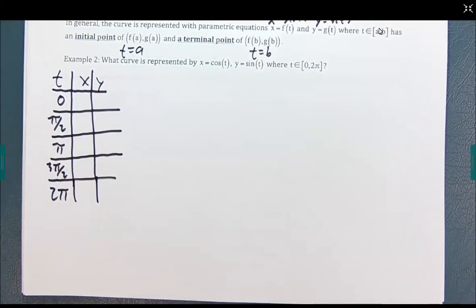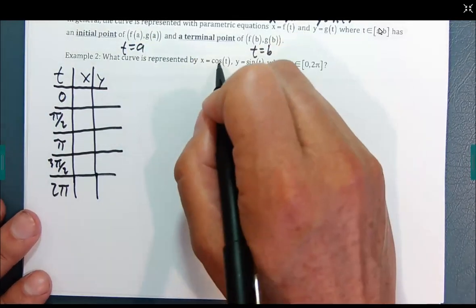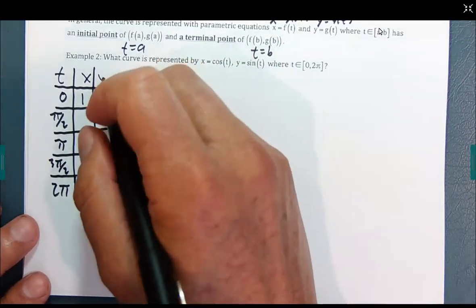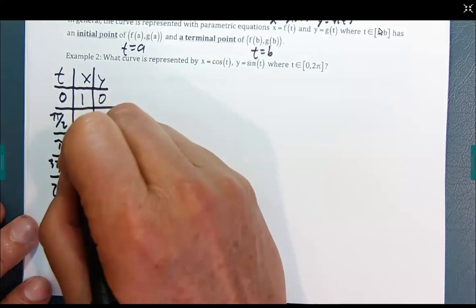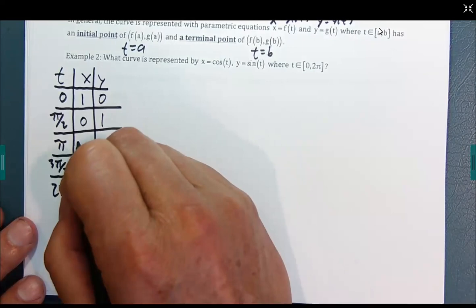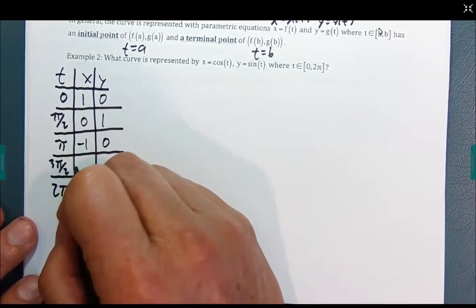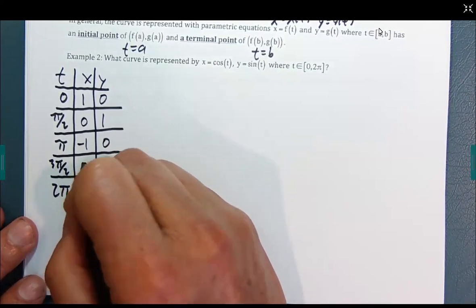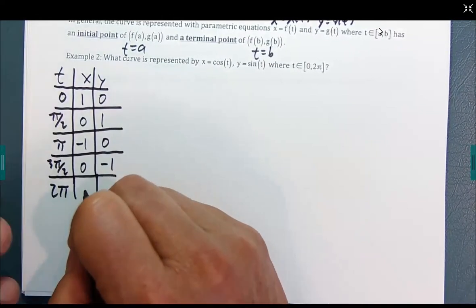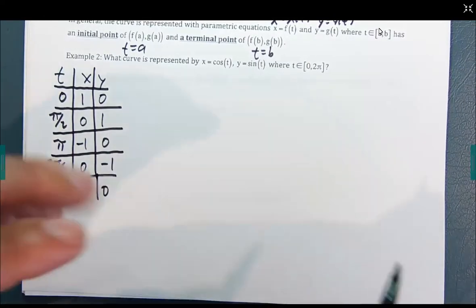And as we plug t into here and here, you can see we end up with cosine of 0 is 1, sine of 0 is 0. Cosine of pi over 2 is 0. Sine of pi over 2 is 1. Cosine of pi is -1. Sine of pi is 0. Cosine of 3 pi over 2 is 0. Sine of 3 pi over 2 is -1. And 2 pi is the same as 0. And I'm hoping we can see a pattern here.